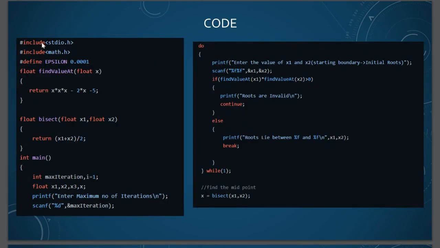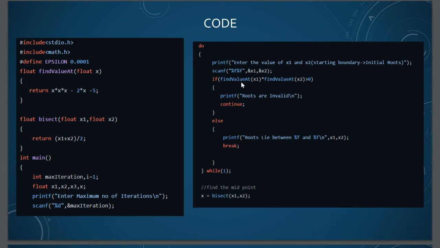So this is the code written in the C program. Initially, we have defined the function, that is x cubed minus 2x minus 5, and we also defined the bisect function, that is (x1 + x2)/2, to find the midpoint. Then we started the iteration with i equal to 1, and these are the float values x1, x2, x3, and x. Then we ask the user to enter the maximum number of iterations and the boundary points, that is the starting boundary a and b in the previous algorithm. Similarly here, x1 and x2.